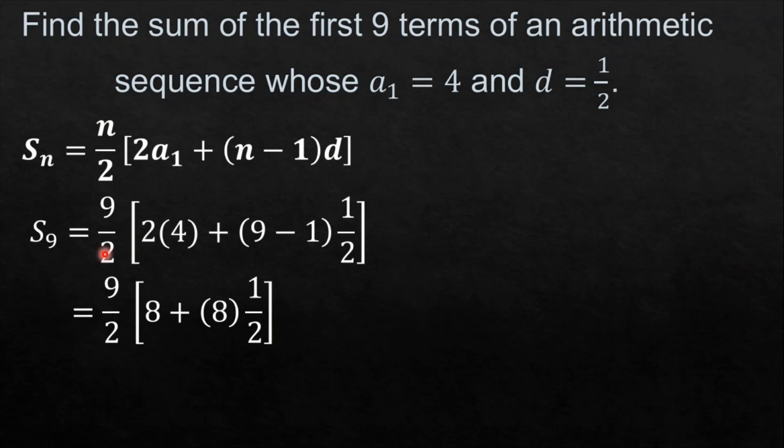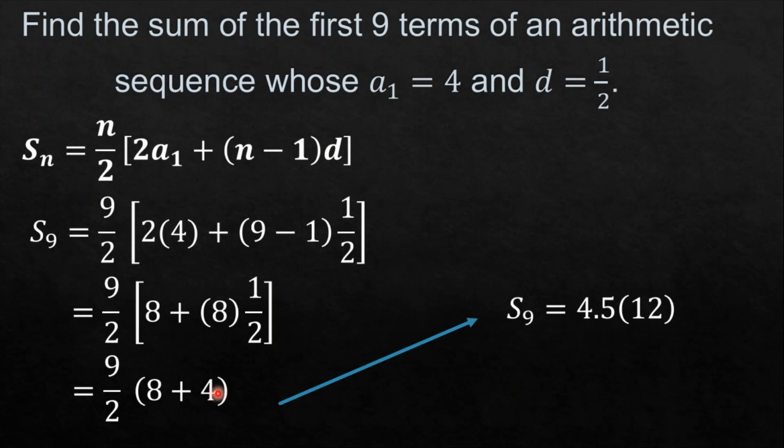So, we have 9 over 2 times 2 times 4 plus 9 minus 1 times 1 half. So, itong 2 times 4 ay 8. 9 minus 1 is 8 times 1 half. Pero ang 8 times 1 half is equal to 4. So, we have 8 plus 4 is equal to 12. At itong 4.5, nakuha natin dito sa 9 over 2. So, pwede naman siyang i-divide. So, the sum of the first 9 terms is equal to 54.